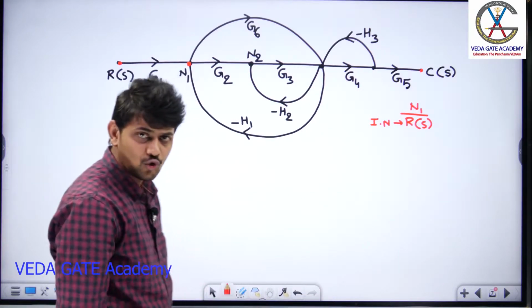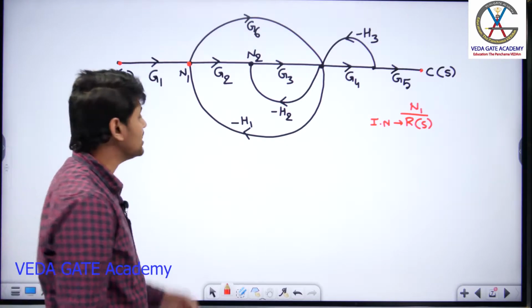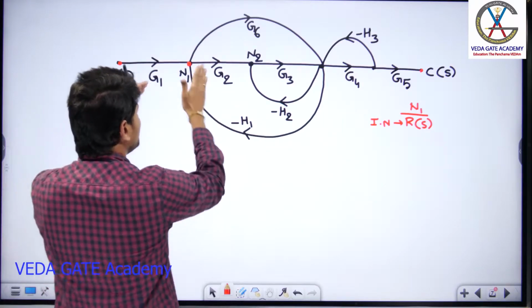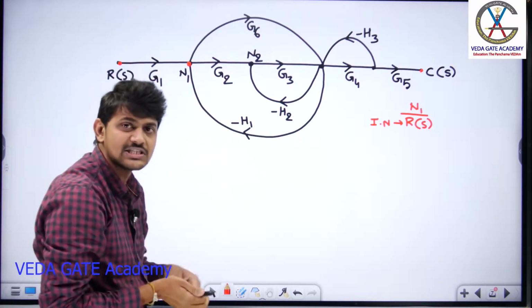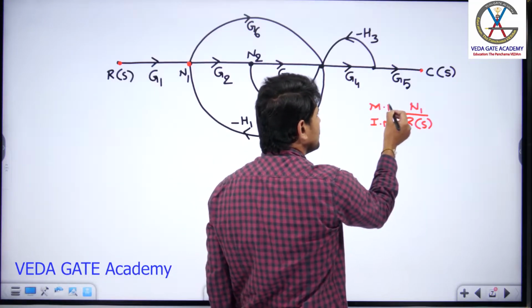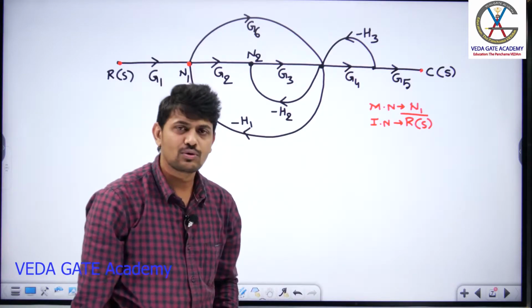Can I say N1 is an output node? No. Why is N1 not an output node? Because it has both incoming as well as outgoing branches. These are incoming, and these two are outgoing branches. Since it has both incoming and outgoing, it is treated as a mixed node. But Mason's gain formula we cannot directly apply between a mixed node and an input node.